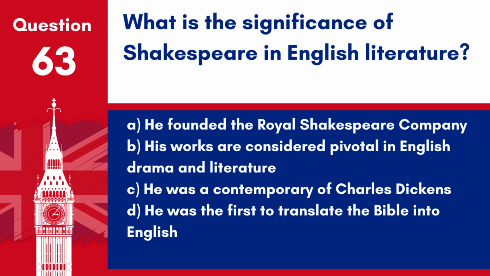Question 63. What is the significance of Shakespeare in English literature? A. He founded the Royal Shakespeare Company. B. His works are considered pivotal in English drama and literature. C. He was a contemporary of Charles Dickens. D. He was the first to translate the Bible into English.